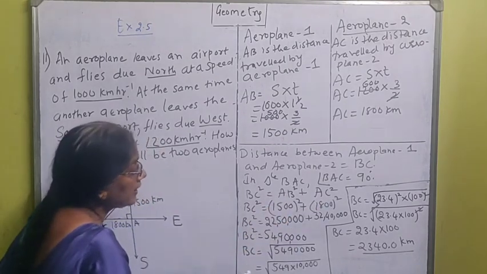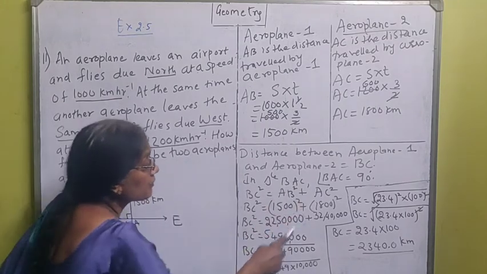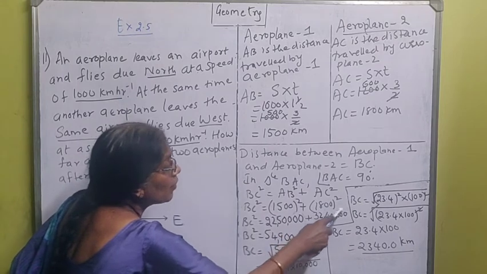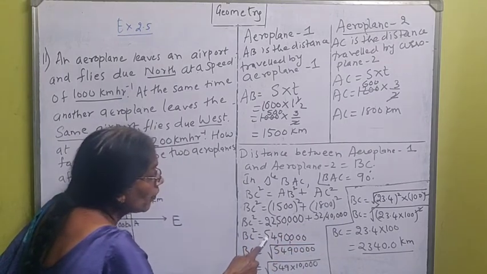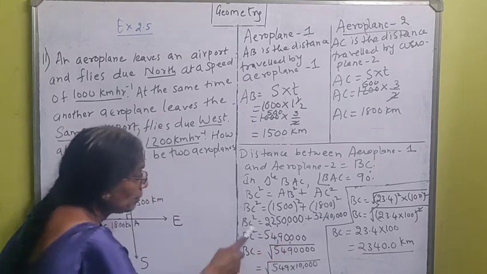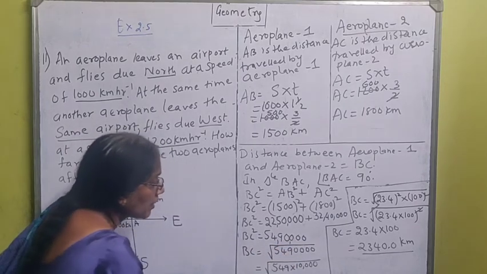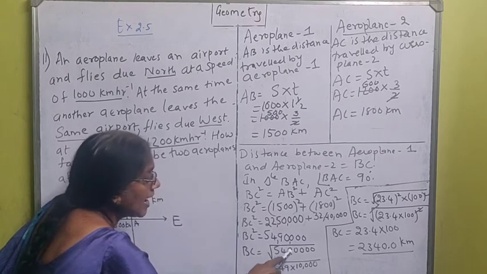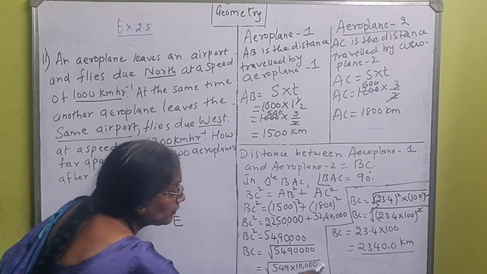1500 square is 22,50,000 plus 1800 square is 32,40,000. If I add it, I will get 54,90,000. So BC square, I am going to remove the square, so I will take the square root. So the square root of 54,90,000. I am going to take it as 549 into 10,000.